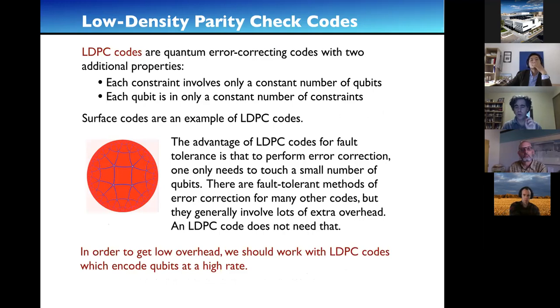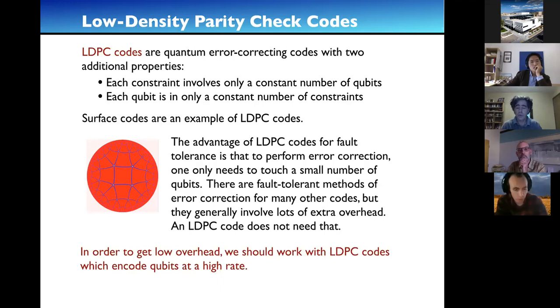So in order to measure the errors in the computer, you're measuring whether the constraints are satisfied or not. And each time you do that, you only have to touch a constant number of qubits, some relatively small number, even for a very big code. And then each qubit is only involved in a constant number of constraints. So you don't have to touch each qubit very many times.